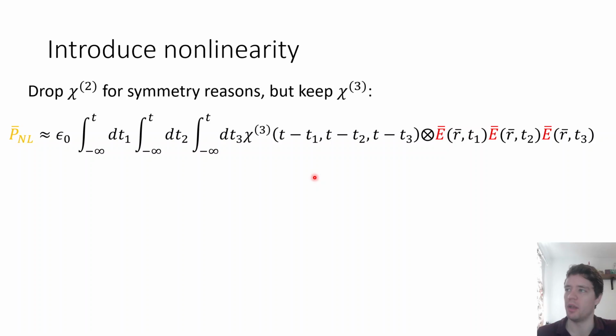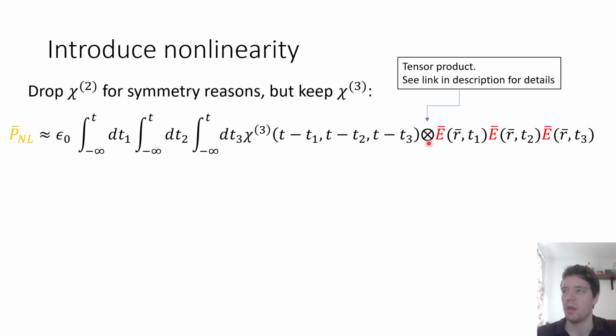First of all, we can neglect the chi2 behavior for symmetry reasons. Again, we're assuming that the material we're propagating through is homogeneous and uniform, and essentially this implies that the chi2 part has to be 0. And again, the reason's a little bit complicated, but I've linked a video down in the description that should hopefully clear this up. Also, we notice that there is a tensor product now between this chi3 tensor and 3 electric fields at different times in the past, and then also a convolution over all these different times here.